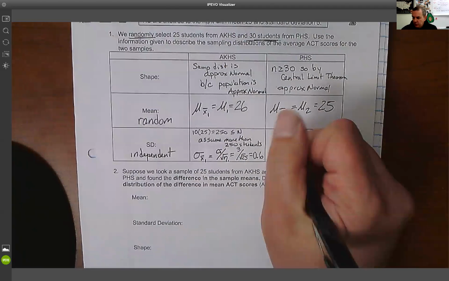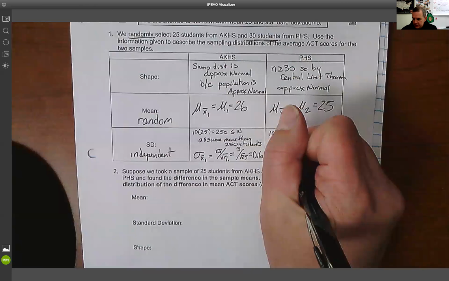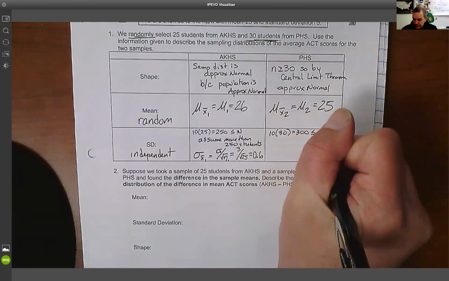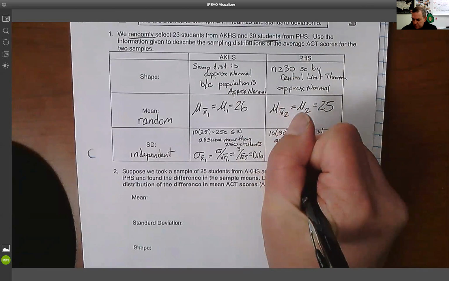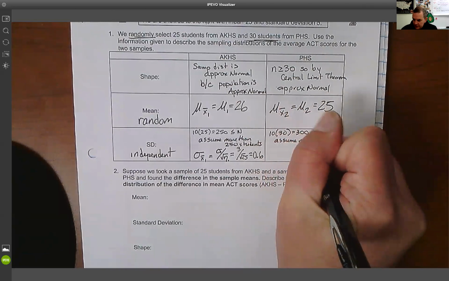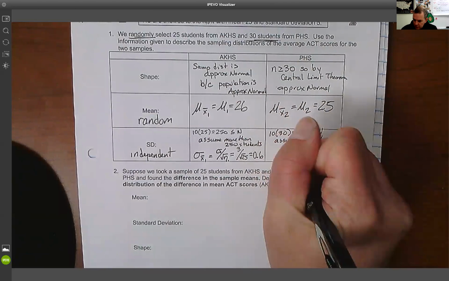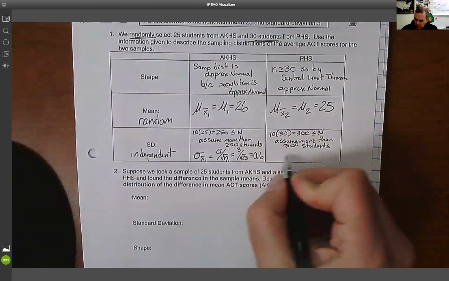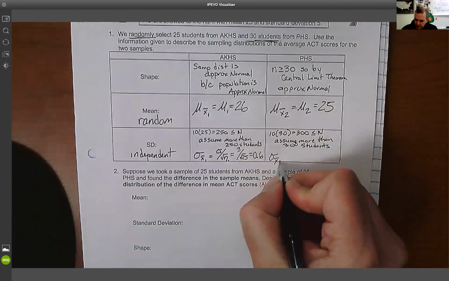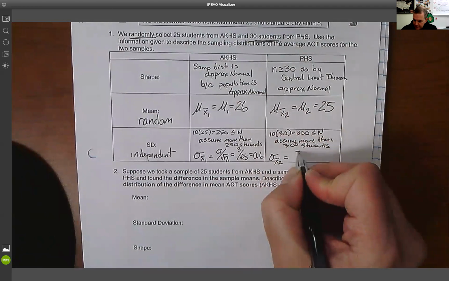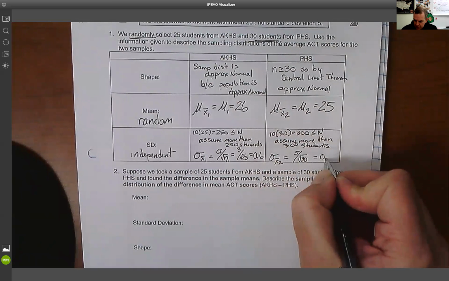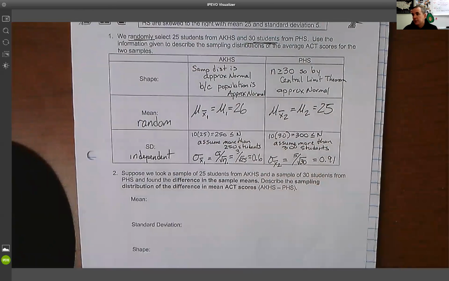We do the same thing for Providence. 10 times 30 is 300, and we're trying to see if that's less than the population. We're going to assume more than 300 students here. Then we use the same formula: 5 divided by the square root of 30, which gives me 0.91.